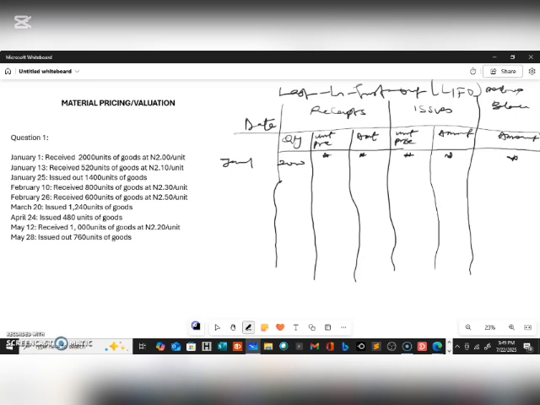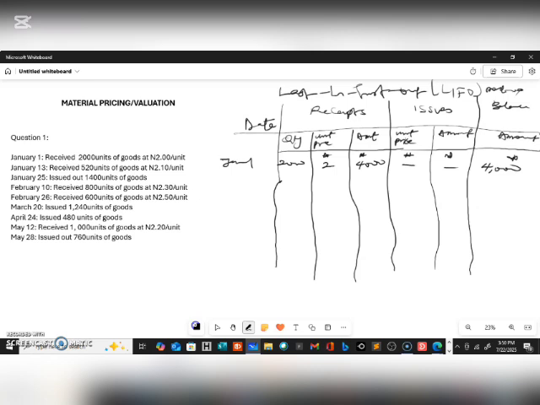We bought 2,000 units of goods at 2 Naira. So when we multiply, 2,000 times 2 will give us 4,000 Naira. And then at the end of the day, we have a balance of 4,000 Naira. Since we did not issue on this date, we just put a dash, nothing here.